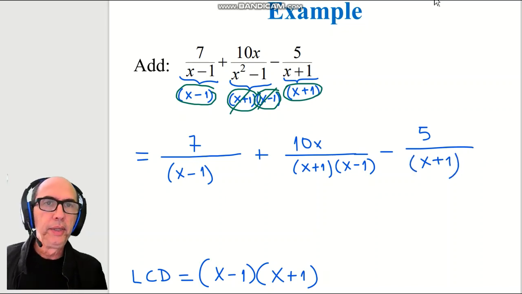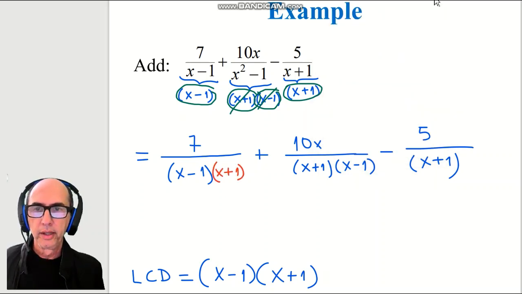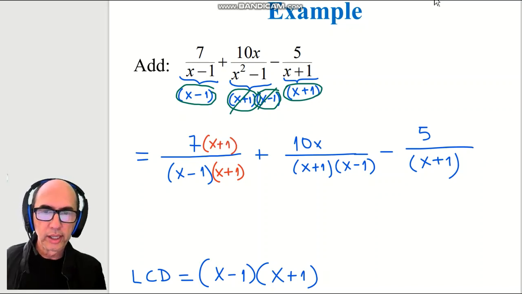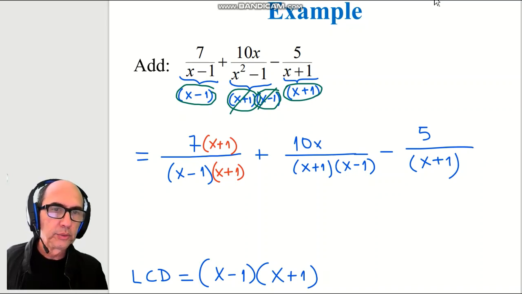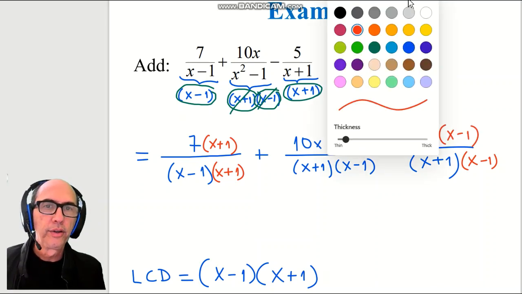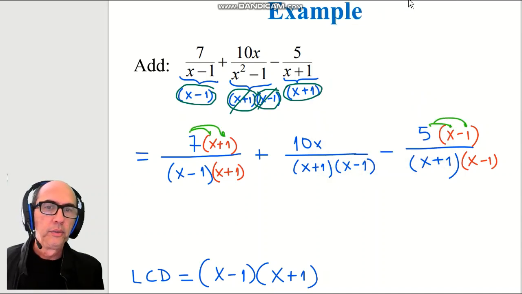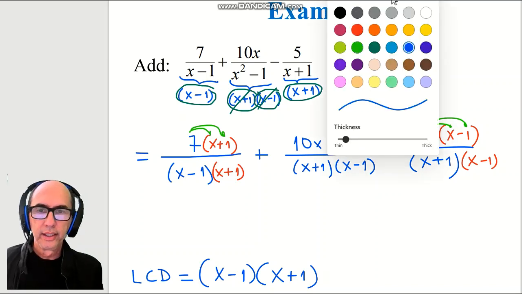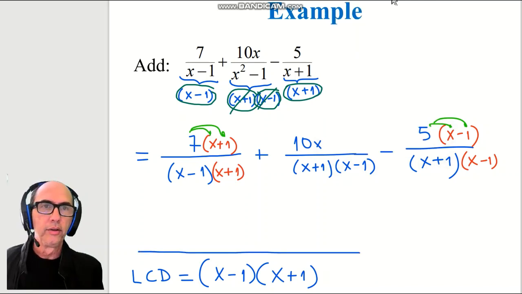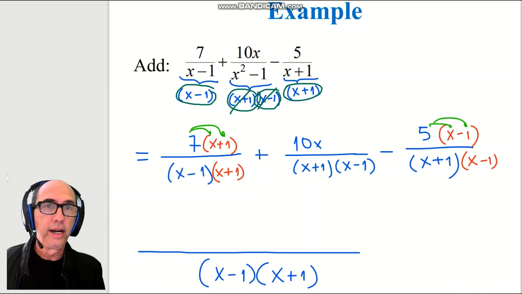First denominator, what's missing? Look, compare with the least common denominator, it's missing x plus 1. Multiply by x plus 1 on the top, on the bottom. Second denominator, nothing is missing, it's the same. And the last fraction, what's missing is x minus 1. So on the top, on the bottom, you multiply by x minus 1. Don't forget to apply the distributive property, and we can now use the least common denominator as the denominator of the final answer.